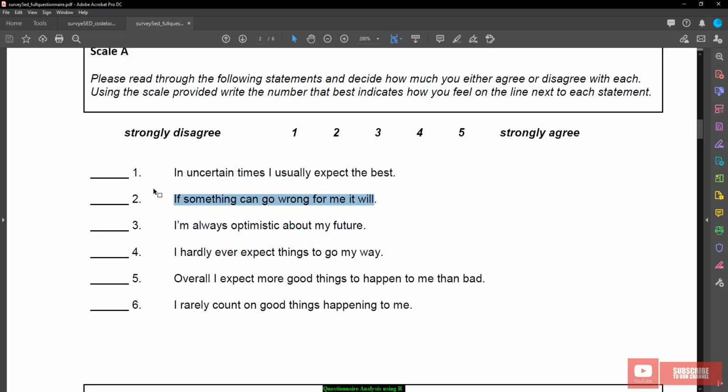But look at the second question. This is the same respondent, the optimistic respondent, meaning a respondent who has a lot of self-confidence. So they answered 5 above. So: if something can go wrong, for me it will. So the same person, what will they answer? What do you expect? Umairah, Muhammad Sharif.